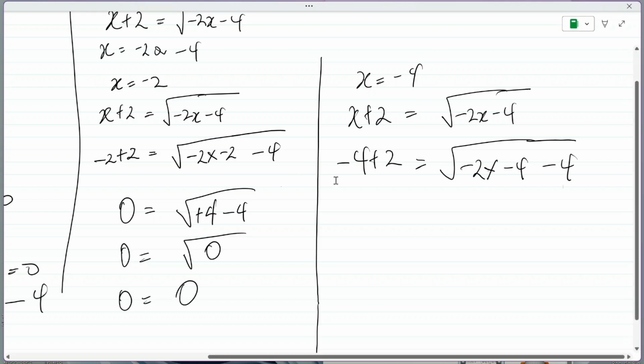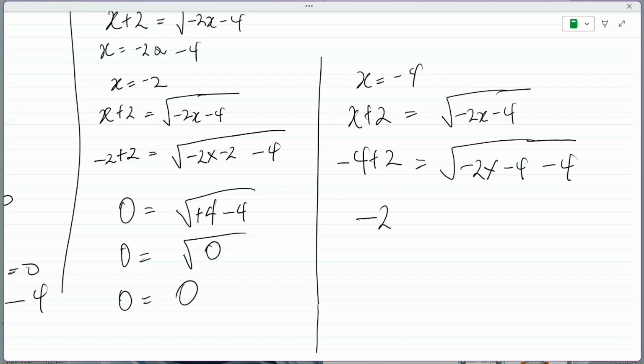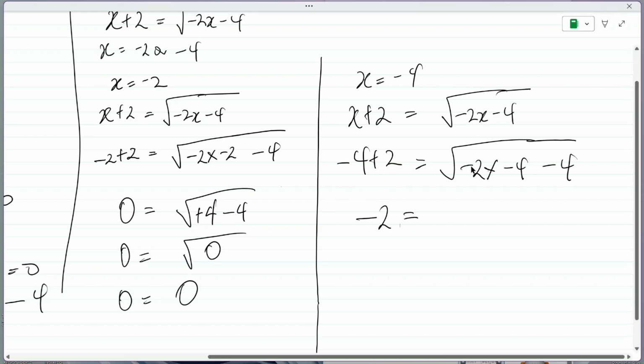On the left hand side, you have minus 4 plus 2. You're owing 4, you have 2. You still be owing to that. Your answer is minus 2 equals. On the other side, you have square root of minus 2 times minus 4. You have to be very careful here. You have to work with BODMAS. You have to multiply first before you subtract.